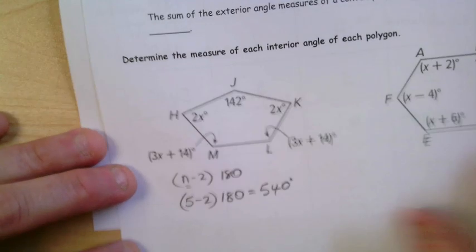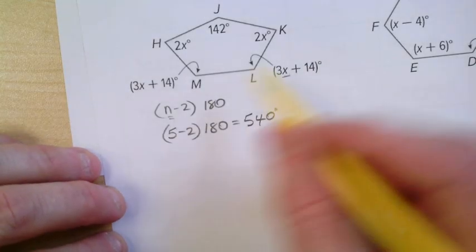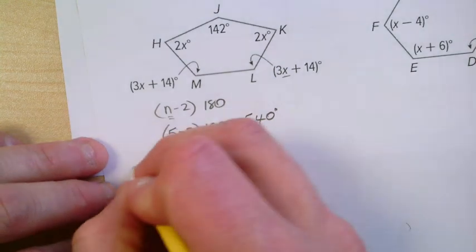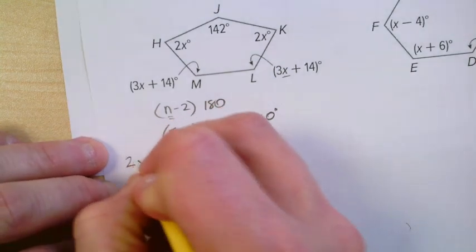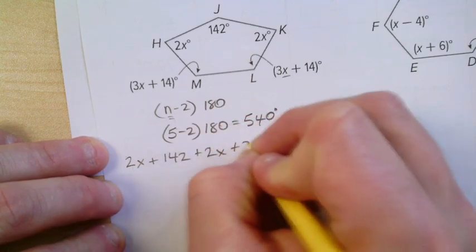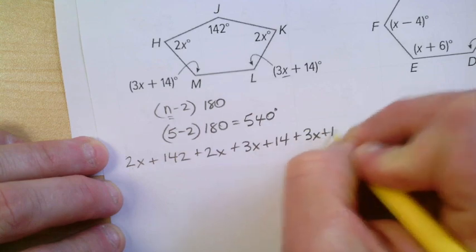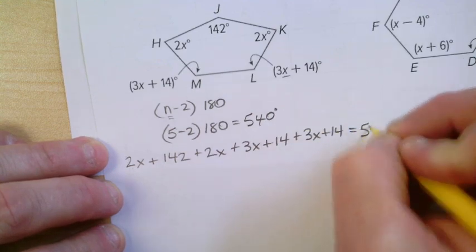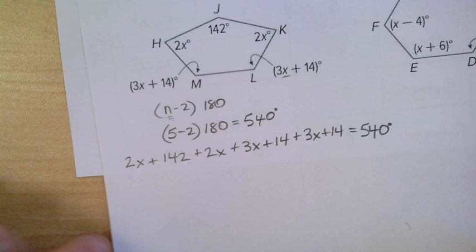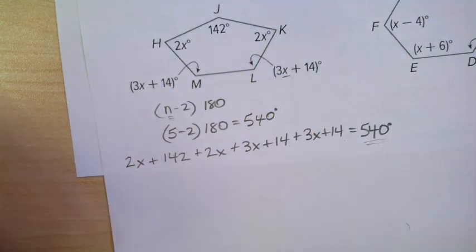Now, how does that help me? Well, if I go ahead and want to figure out the value of x within this figure right here, I can go ahead and add up all those angles, 2x plus 142 plus 2x plus 3x plus 14 plus 3x plus 14 and set that equal to 540 degrees. The sum of all the angles of a polygon has to equal, if it's a pentagon, has to be 540. Doesn't matter the shape.